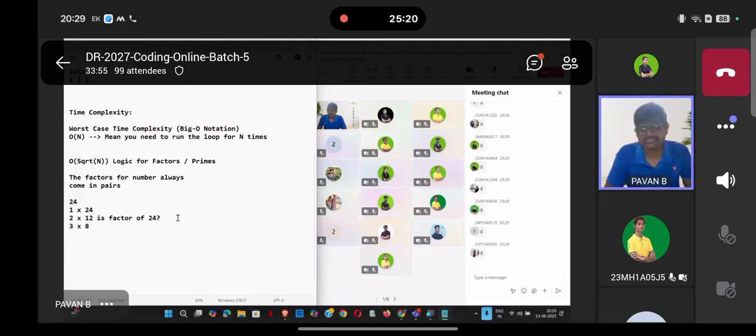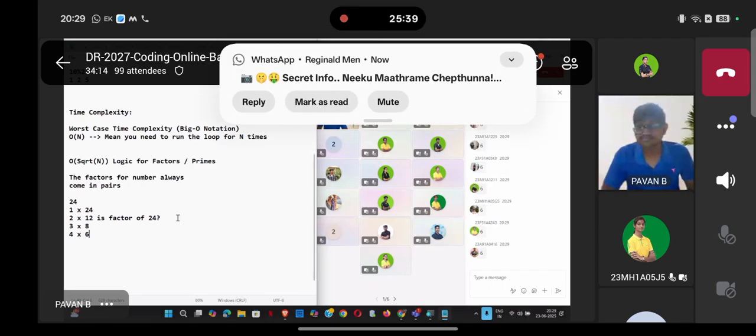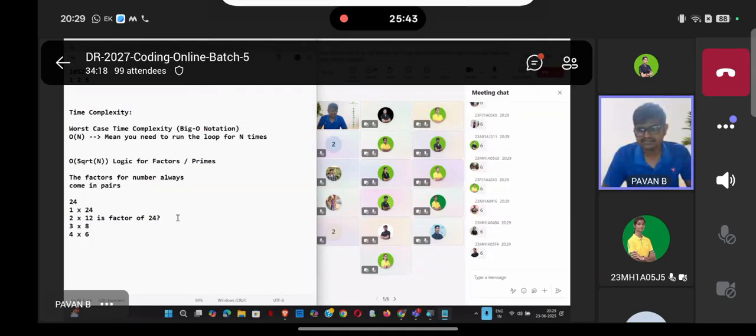Cool guys. Now 4 is a factor of 24 and it is taking the help of what? Yes, correct. It's taking the help of 6, right? Now after 4, which one is the factor of 24? After 4, 6 is the factor of 24, right?